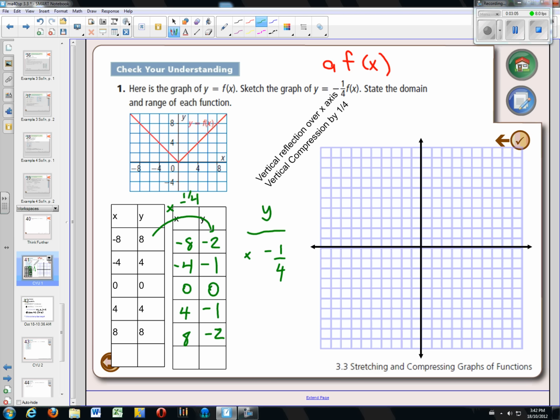Okay, so let's plot those points now. Plot those points. I get negative 8, 1, 2, 3, 4, 5, 6, 7, 8, negative 2.